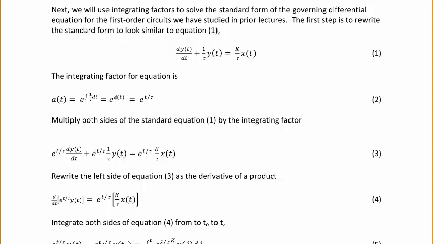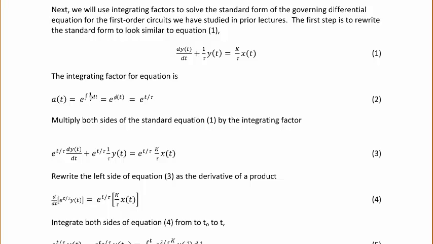x of t. So the integrating factor a would be equal to e raised to the integral of 1 over tau dt, because that represents p of t in this equation, which equals e to the phi of t, or e to the t over tau. Multiply both sides of the standard equation by the integrating factor, and this yields e to the t over tau dy dt plus e to the t over tau 1 over tau y of t, which equals e to the t over tau k over tau x of t.